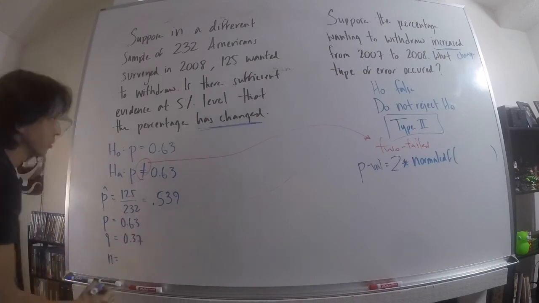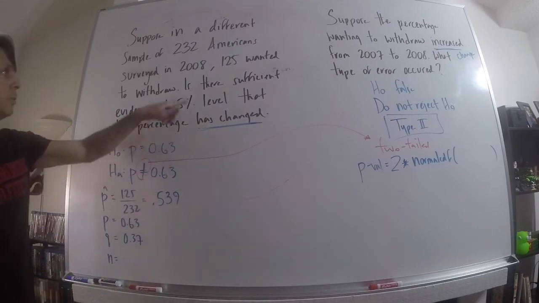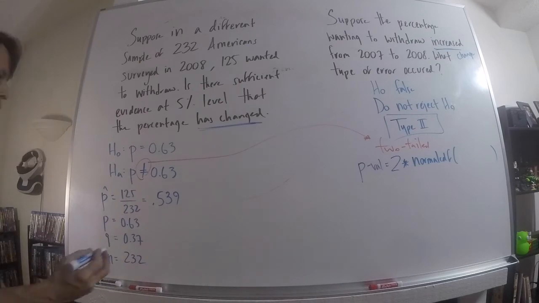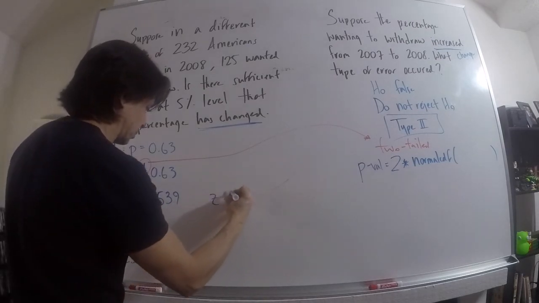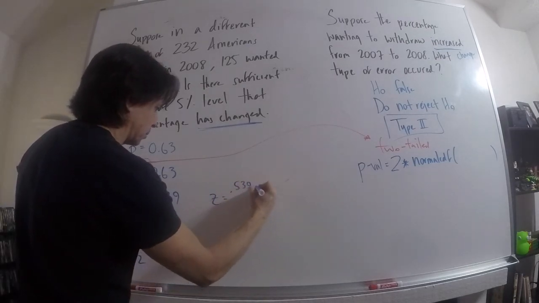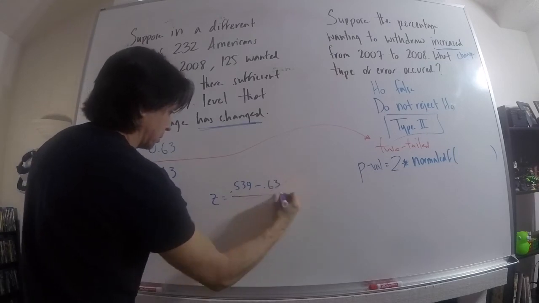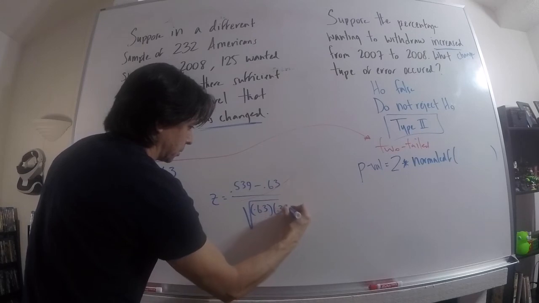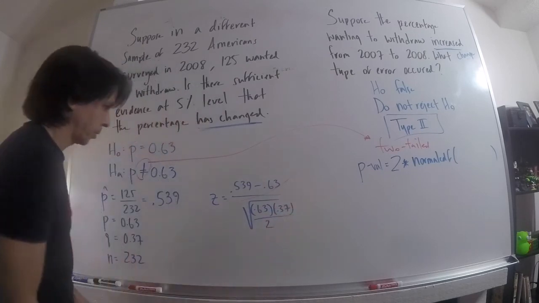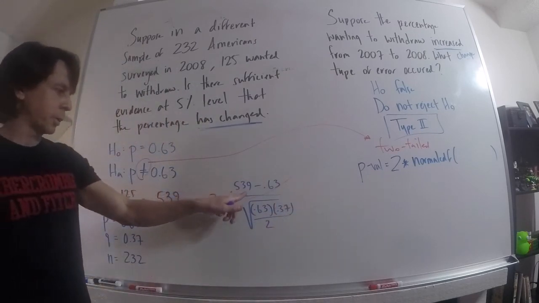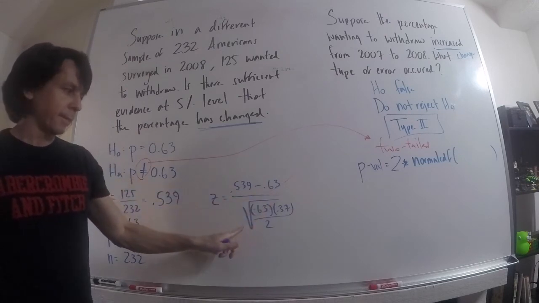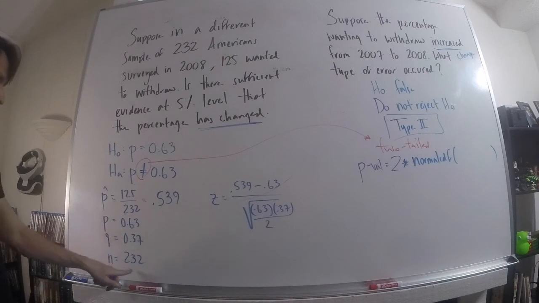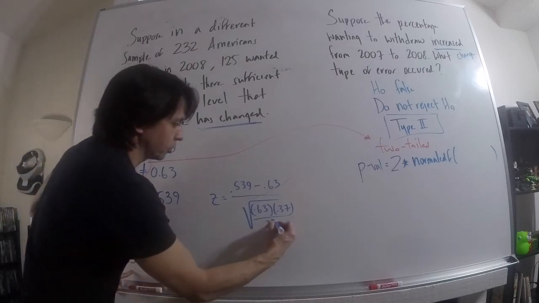And n is different now. So p-hat is different, n is different at this stage, and we've got to redo z. So a new p-hat, 0.539, minus the p, 0.63, divided by the square root of, still 0.63 times 0.37, divided by n, which is different, 232.